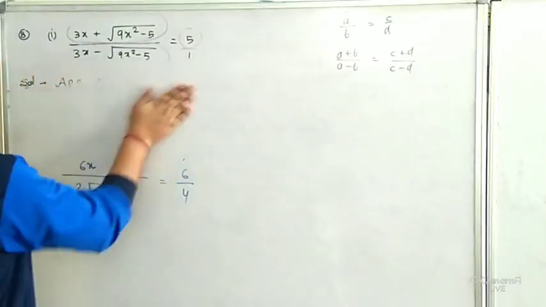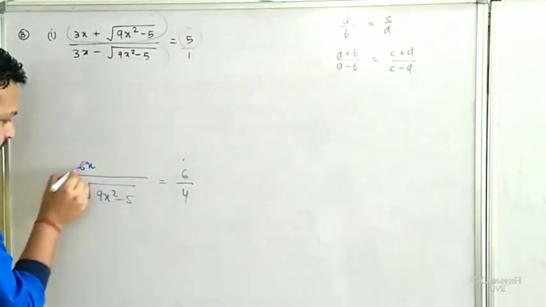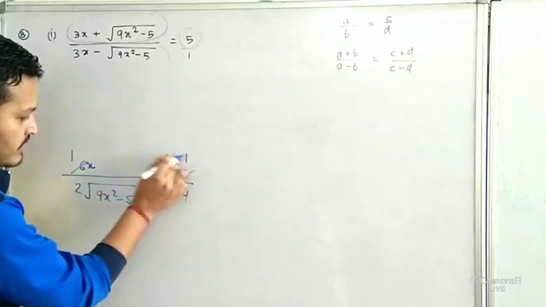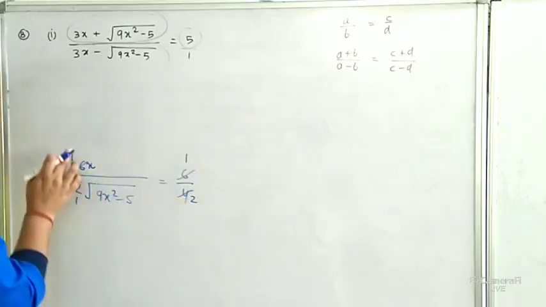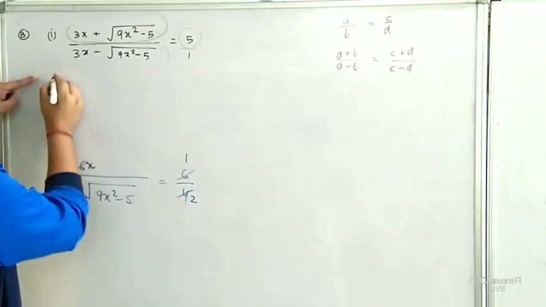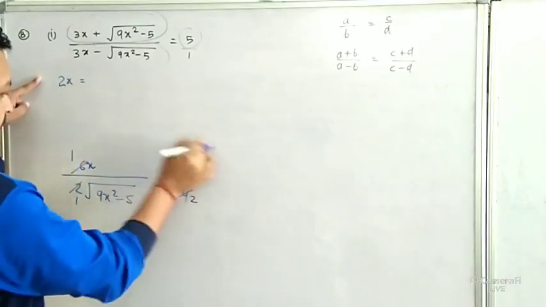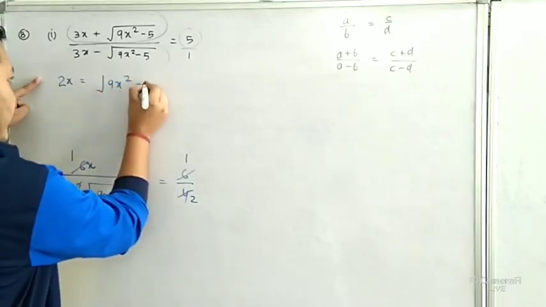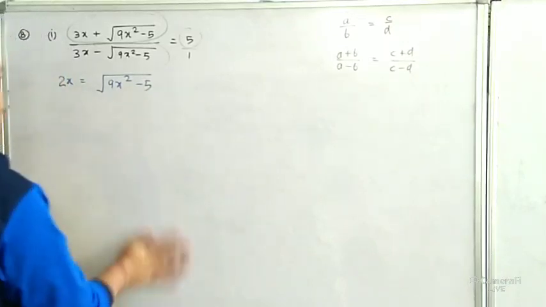Now what to do here? Cross multiplication. Then cancel out. See, 6 1s are 6, it takes the denominator, so 6 cancels, 2 1s are 2 and 2 2s are 4. So what is remaining? 2x is equal to, multiplying the right hand side, root 9x square minus 5. So this is the right hand side of the question. Okay, so how can you solve this one, sir?